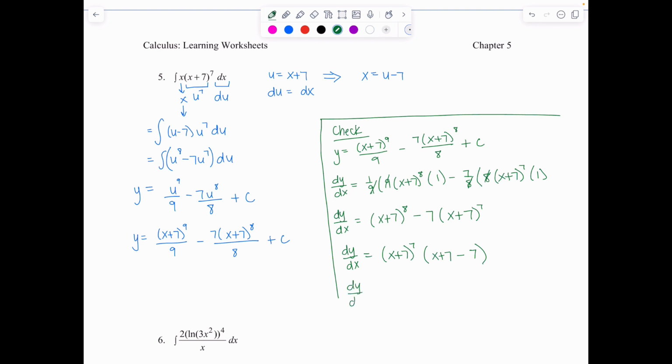And we can rewrite this one more time as (x plus 7) to the 7th times just x, because 7 minus 7 is 0. And that takes us back to where we started. The trickiest part on this one was knowing that I can factor out an x plus 7.